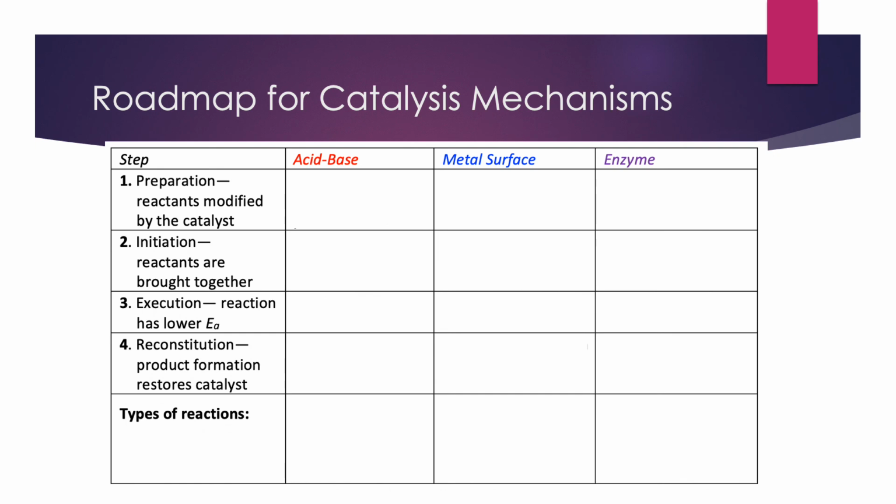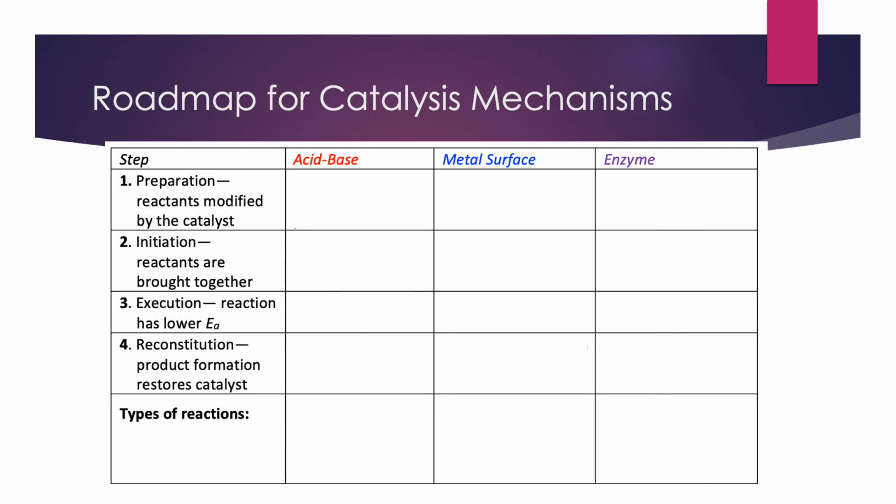I'm going to describe essentially different steps that a catalyst might use in helping to facilitate a reaction. The preparation step, where they modify the reactants by the catalyst, an initiation step where they bring reactants together. Execution I won't have as much to say about because that varies from one catalyst to another, and it's really just where the reaction is happening. And then finally, the fourth step is a reconstitution, where we're going to restore the catalyst and we're going to release the products somehow to be on their own. And then I'll tell you in each case some types of reactions that these apply to.